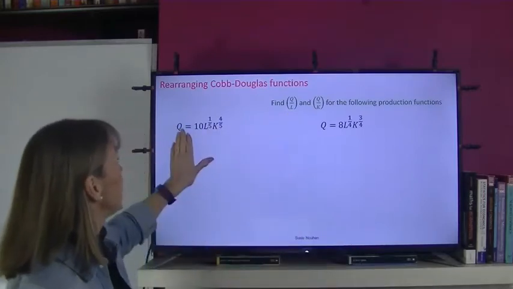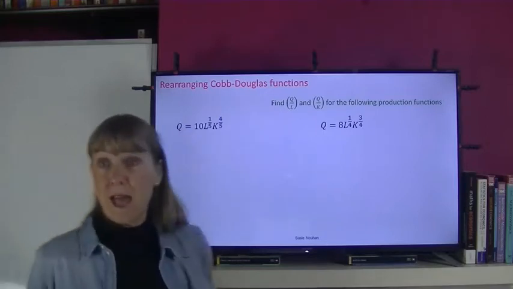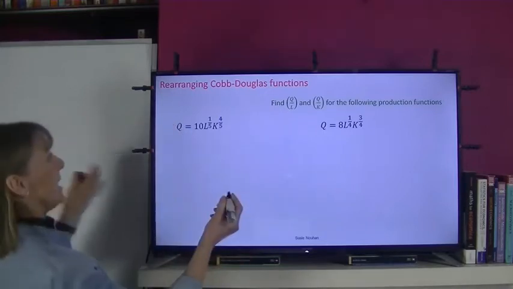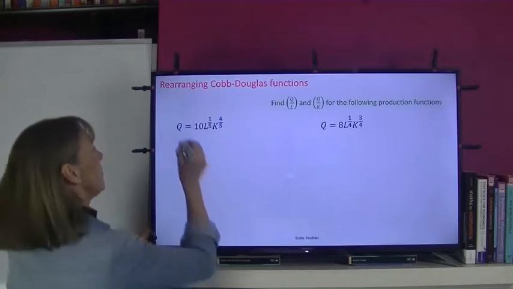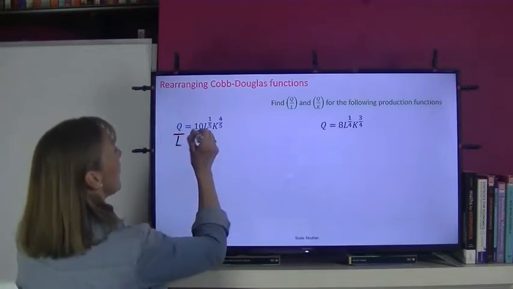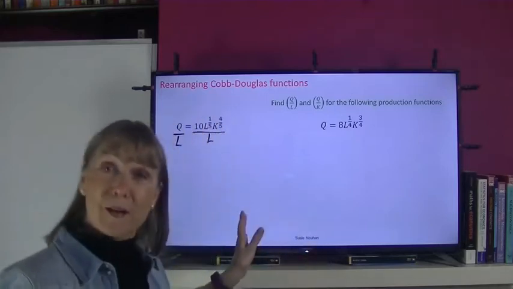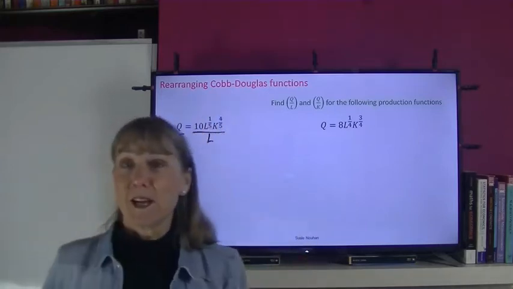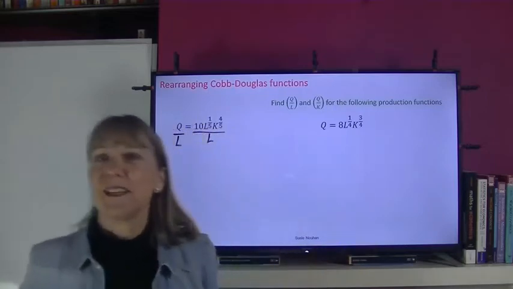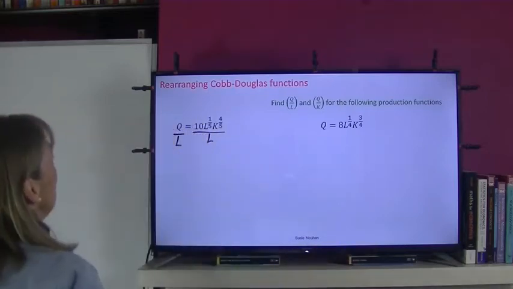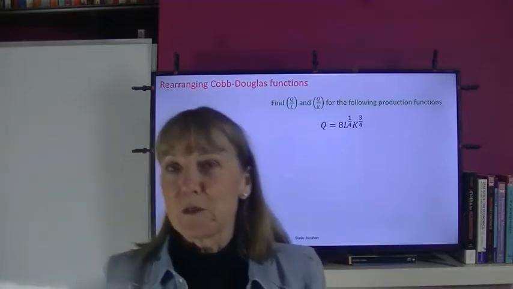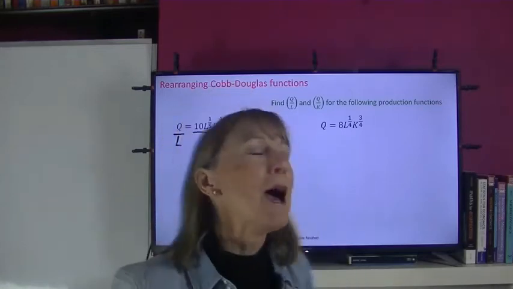So let's look at the Q over L, which is average product of labour on this side, and do some sort of algebraic rearrangement. And we've learned, haven't we, that if we divide one side by something, then we must divide the other side by it, and then everything stays nice and balanced. But before we do this, I need to remind you of some basic stuff about powers.